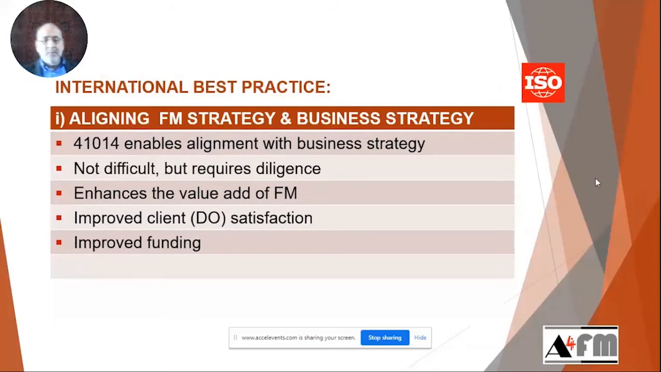All right, I'm wrapping up this section. So ISO 41014 enables alignment with the business strategy. It is not difficult, but it requires a lot of effort. Due diligence is very important here. It's a laborious process, but it is so valuable once it has been done that it is worth every aspect. It enhances the value add of FM to the demand organization. It improves client satisfaction, and it certainly improves funding.